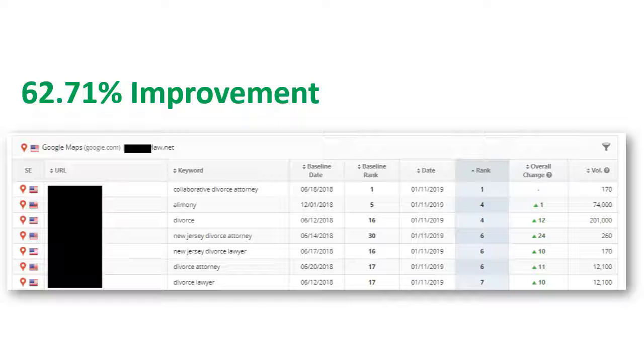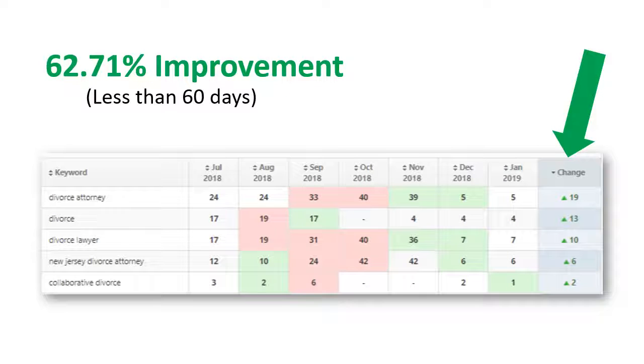And you can see here, for just crazy competitive terms, divorce went from 16 to 4. New Jersey divorce attorney 30 to 6. Divorce attorney is 17 to 6. And so we've, in less than 2 months, made amazing progress. And this just kind of shows you we've had a 62.71% improvement.